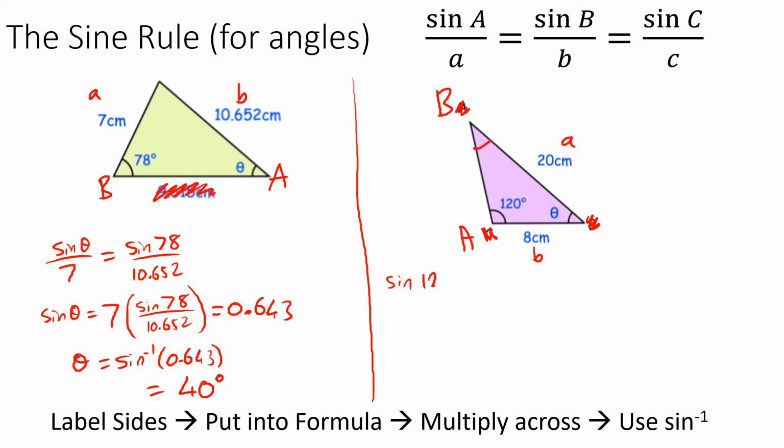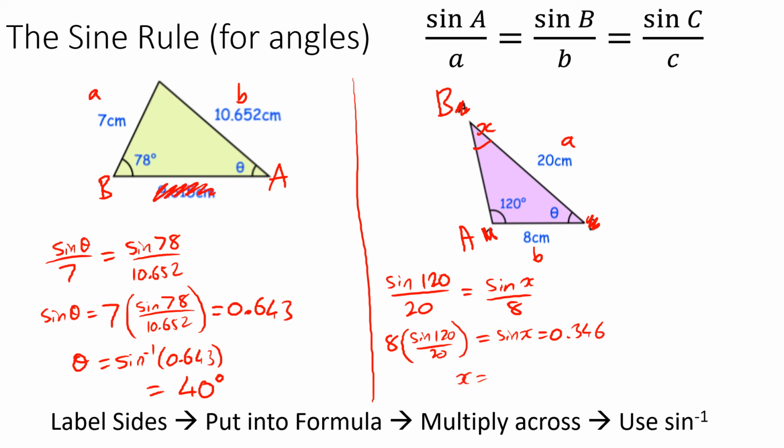We'll do our formula. So sine A over A is equal to sine, what should we call this angle? Let's call it X. Sine X over 8. Multiply across, so 8 lots of sine 120 over 20 is equal to sine X. That's equal to 0.346. Then we'll go shift sine with that and get that the angle that we wanted is 20.3 degrees.